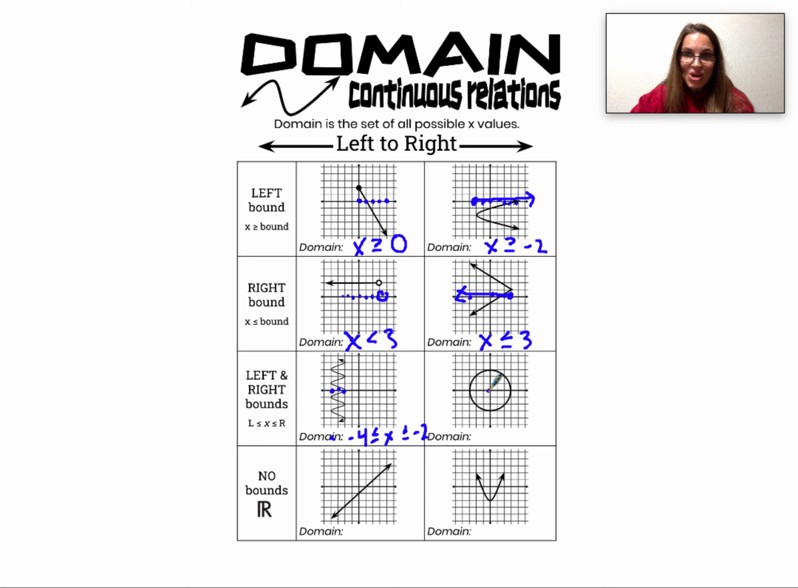Okay, so this one, no arrows, but a similar domain. There are 2 points on the graph for x equals 0, 2 points on the graph for x equals negative 1, this one and this one, 2 points on the graph for x equals negative 2, 1 point on the graph for x equals negative 3, and same thing for positive 1, positive 2, positive 3.